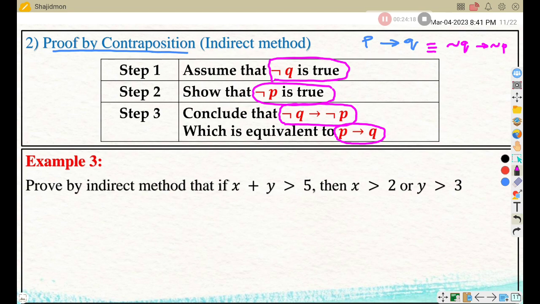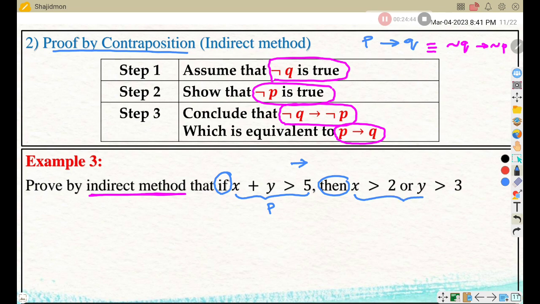You can see, prove by indirect method, or contraposition, proof by contraposition. What we need to prove here? If one conditional statement is there, if and then means arrow. What is the first statement? You can see the P statement: x plus y greater than 5.